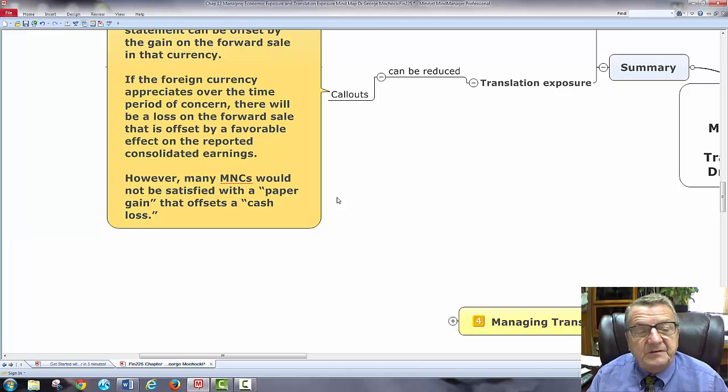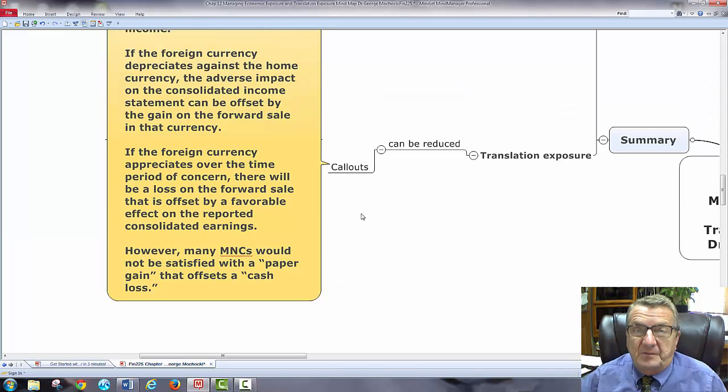However, many MNCs would not be satisfied with a paper gain that offsets the cash loss. It's just paper, so nothing has really happened. I couldn't see a difference. Okay, I'm stable, but I did want to see a little bit of gain going forward. I did something better and at least made some money. Remember, I'm always trying to make some money with the money, not so it just sits there, or I might as well just bury it.